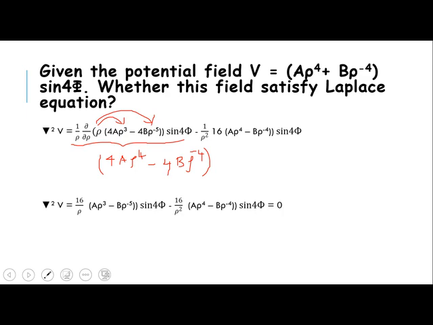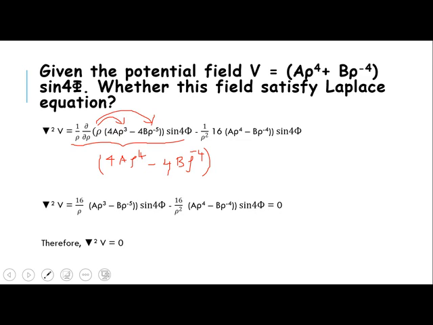How? Because here I have A rho power 3 and there is a rho in the denominator. Here I have B rho power minus 5 and there is a rho in the denominator. This side I have rho square, A rho power 4 plus B rho power minus 4. So either you can take this rho inside or you can multiply by one rho to make it equal. So this and this will become equal, and this minus this will be 0. That tells you that this particular potential field satisfies Laplace equation.